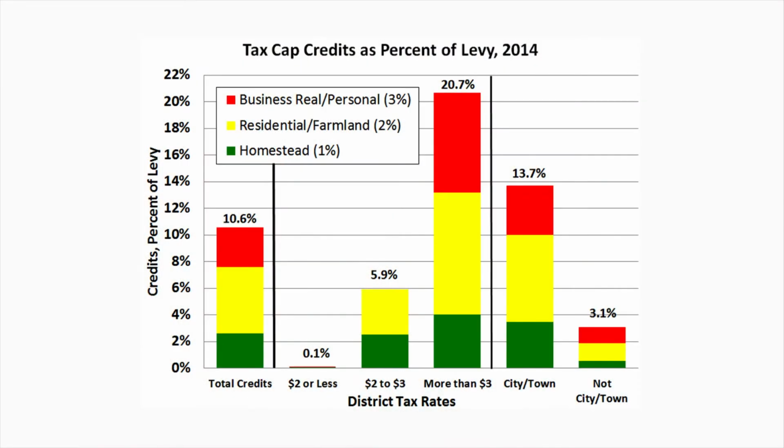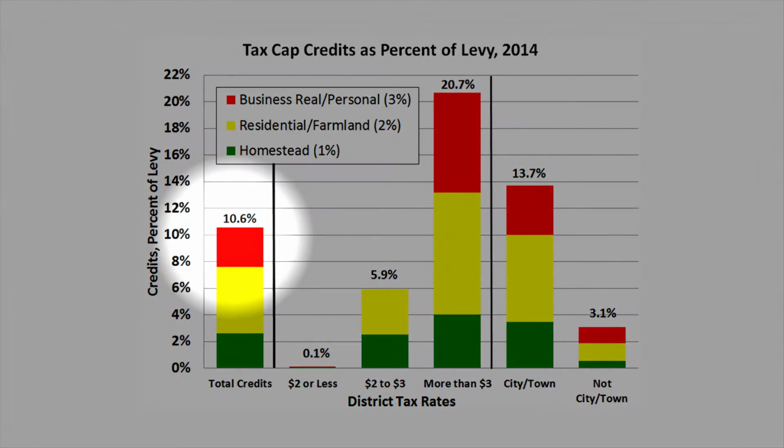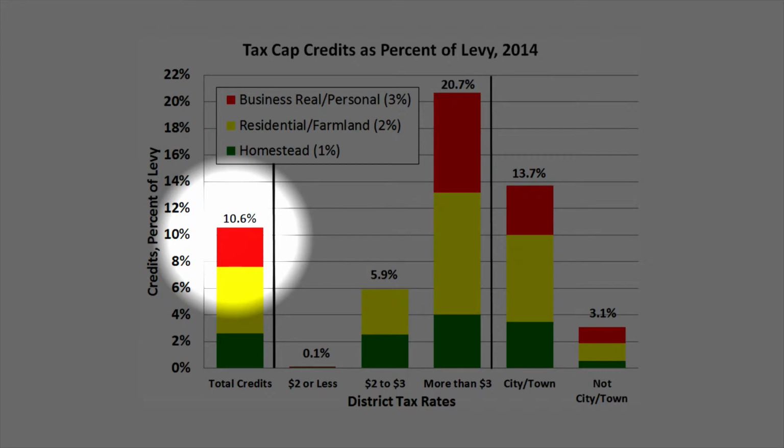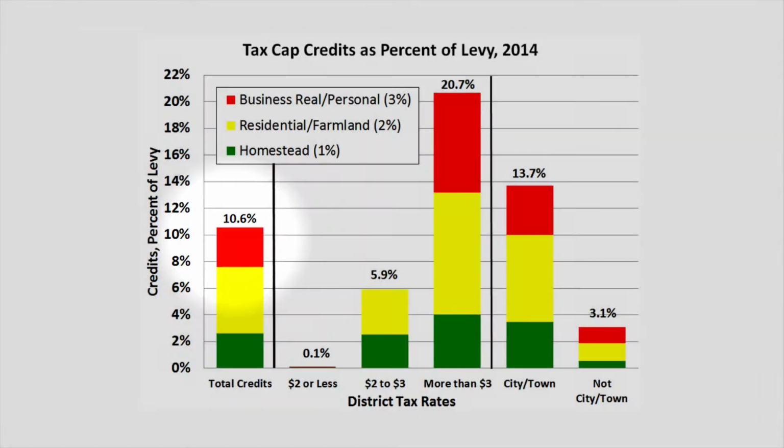How are the tax caps working? We've now got several years of experience, so we can figure that out. Here's a chart for taxes in 2014. Across the state, on average, property taxes are 10.6% lower because of the tax caps. That also means that local governments are losing 10.6% of the property tax revenue they intended to collect. When taxpayers pay less, local governments have less revenue. That 10.6% represents tax cap credits of about $800 million.